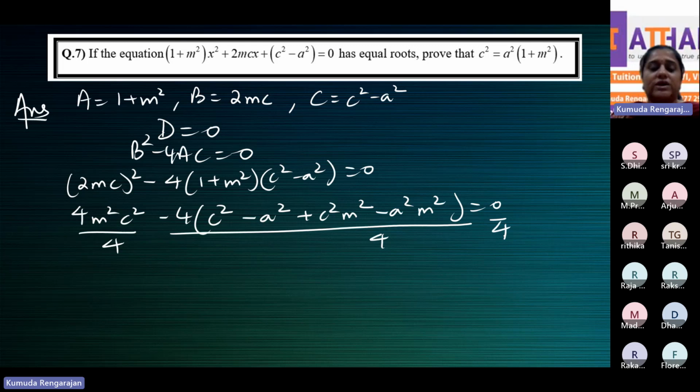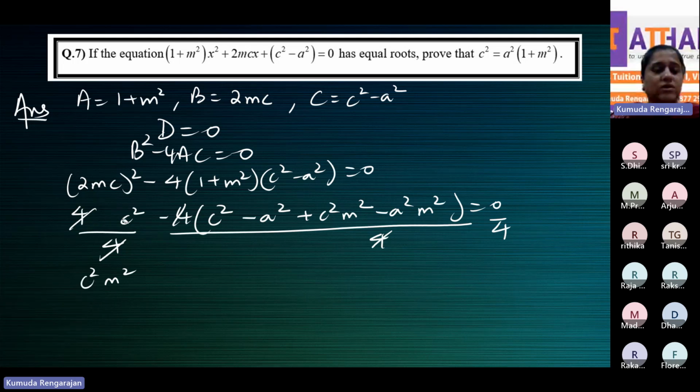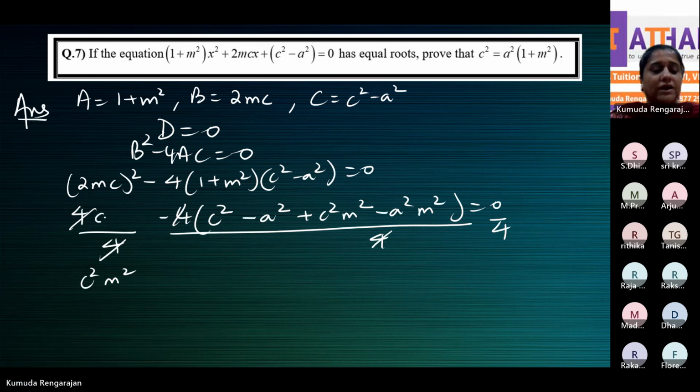Because it's an equation, you can divide by 4. And this becomes 0. So you have C square M square. We'll write it in the alphabetical order, okay? I'll tell you the importance of writing it in the alphabetical order.